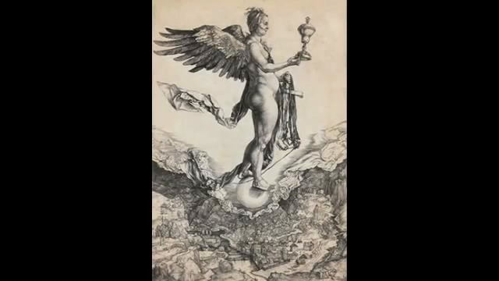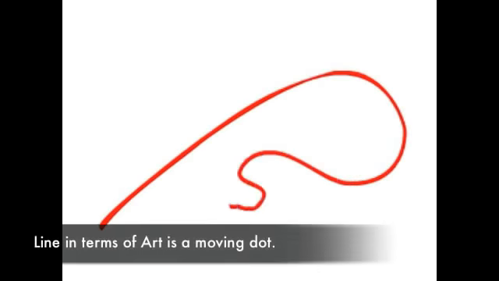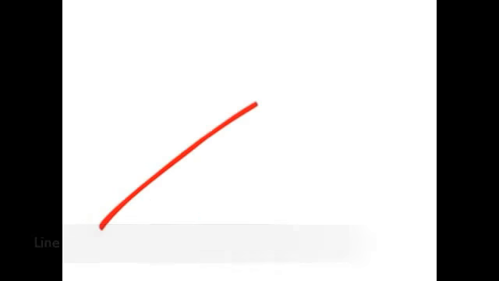Today we're going to take a look at the element line, and no one used line quite as effectively as arbitrary. This is one of his pieces. Now, what is line? We know line is one of the 7 elements of art, but in terms of art, line is a moving dot. So if you take a dot and move it in a direction, you're creating a line. That's a good way of thinking about line.